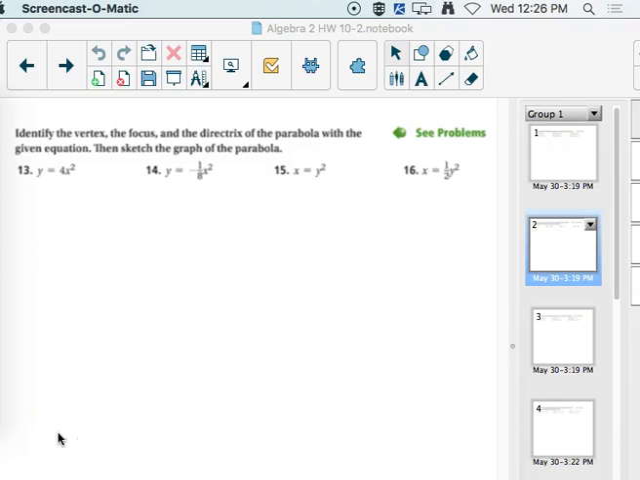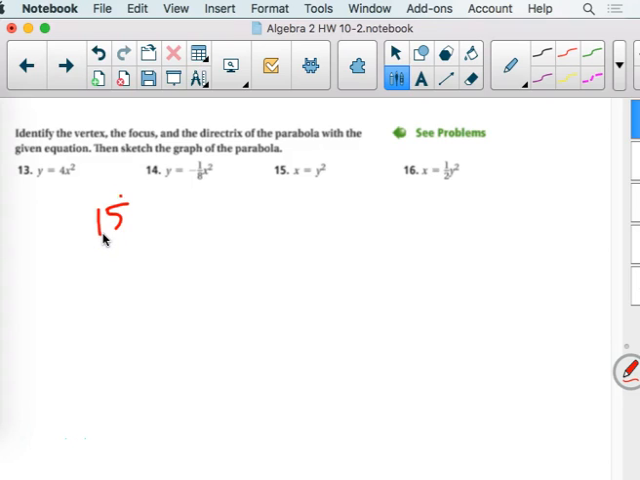Identify the vertex, the focus, and the directrix of the parabola with the given equation, then sketch the graph of the parabola. So this one looks like it's missing stuff, and it kind of is. That's because what we want to see is what number should we be using for the 4p. And there is a number here, but it's a 1.